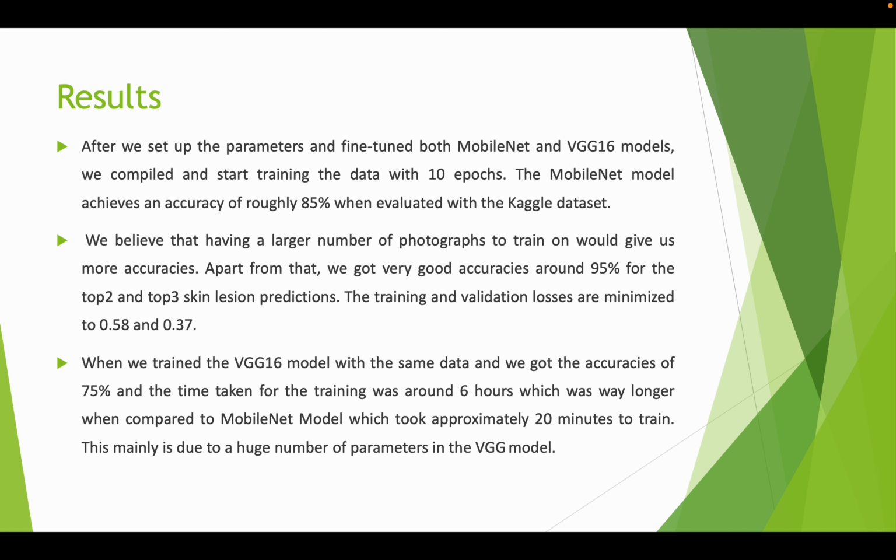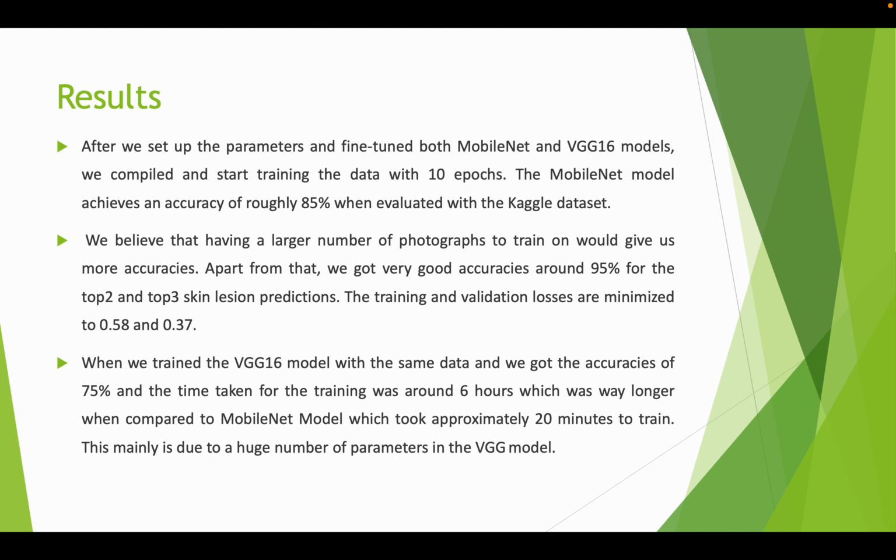The MobileNet achieves an accuracy of roughly 85% when evaluated with the Kaggle dataset. We believe that having a large number of photographs to train on would give us more accuracy. Apart from that, we got good accuracies of 95% for the top 2 and top 3 skin disease predictions. Now, when we compared it with the VGG16, we got an accuracy of 675%, but the main thing is that the training took around 6 hours, which was way longer than the MobileNet model, which took only approximately 20 minutes to train. This is mainly due to the huge number of parameters in the VGG model.